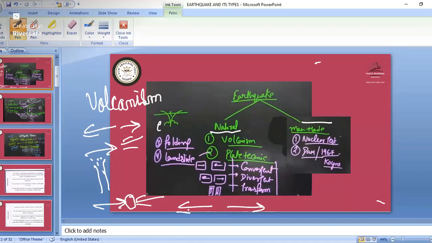When they are moving away, suppose in between some hard rocks come. During that time, they will be pulled to break, to pull these rocks on either side. Both will put some pressure. Suppose this particular plate is stronger, then it will pull the other. When it pulls, there will be a release of energy in these areas. So in this divergence also we have the feeling of earthquake.